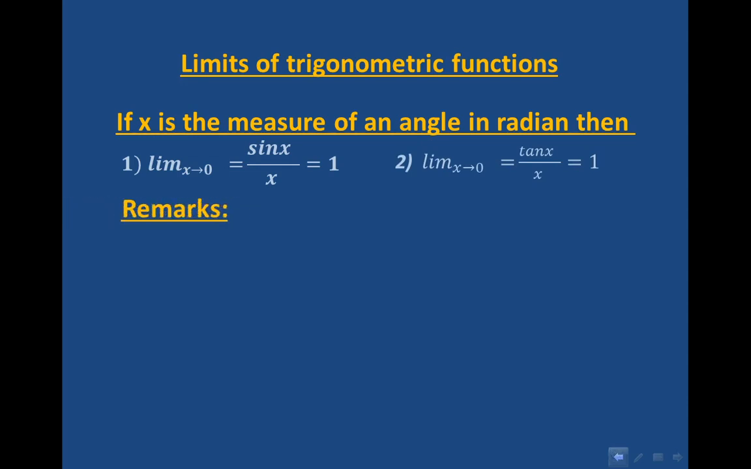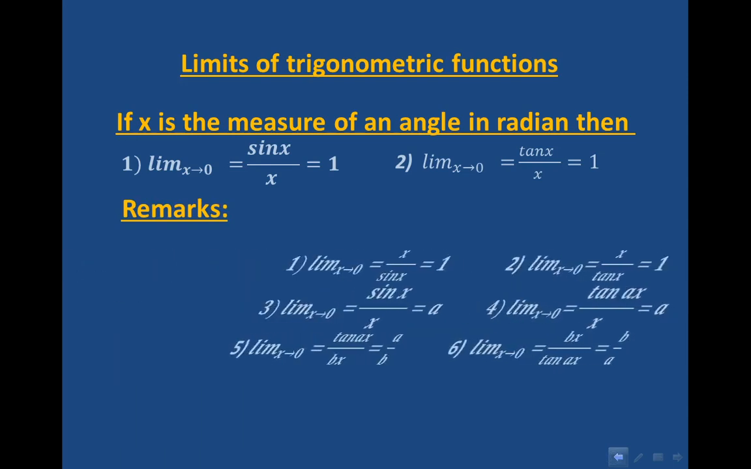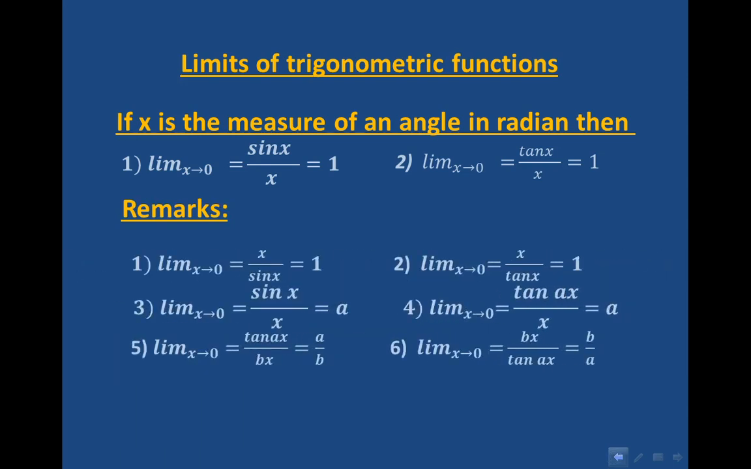The third one, limit when x tends to 0 of x over sine x equals also 1. Sine x over x equals 1, then x over sine x equals also 1. Limit when x tends to 0 of x over tan x equals 1.